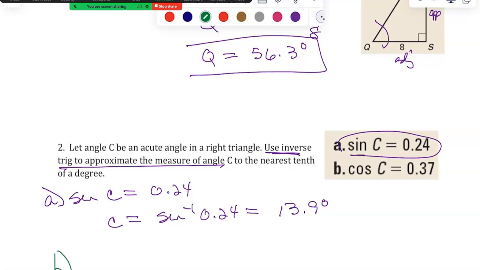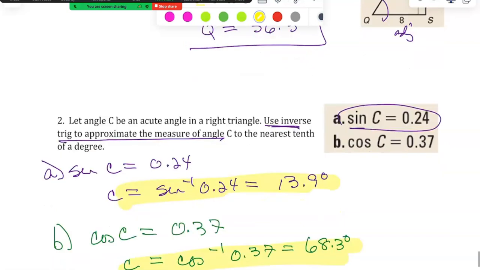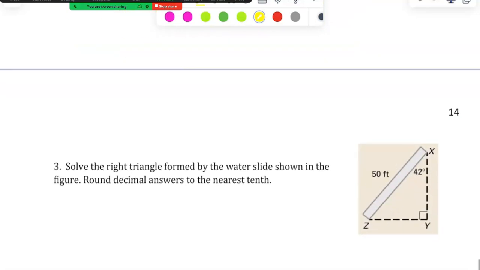And B says that the cosine of C is 0.37. Therefore, C is cosine^-1. I'm looking for an angle of 0.37. And that angle ends up being 68.3 degrees. Okay, so I've got both of my angles here and here. Okay, so let's see what else we have.